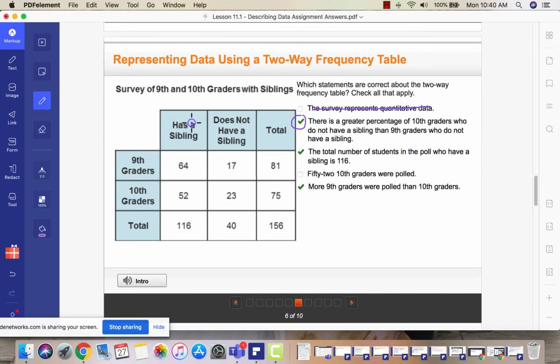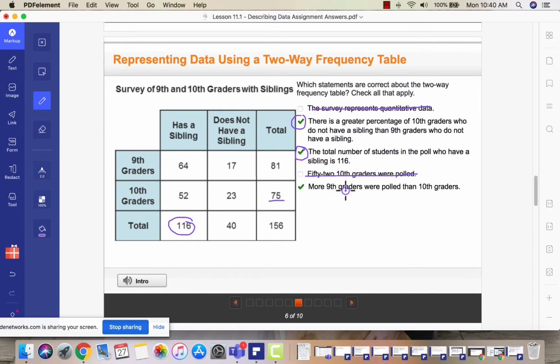The total number of students in the poll who have a sibling is 116. So we're going to look at the column that has a sibling. We're going to go down to its total, which is 116. Then we are going to look, okay, 52 10th graders were polled. No, the total 10th graders is 75, so that is not a true statement.